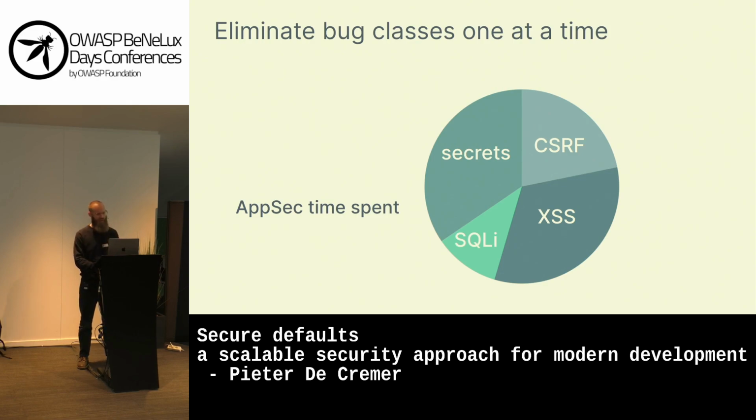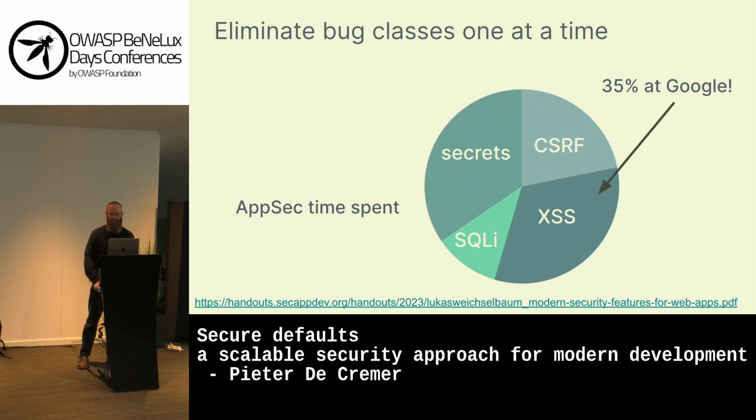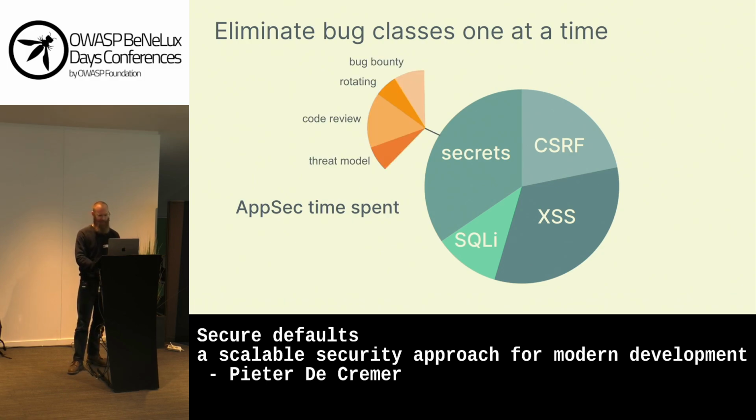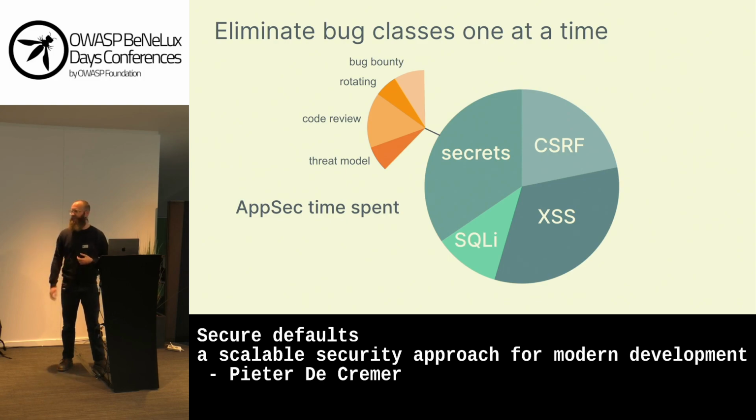So here's an example of how an AppSec team might be spending their time. It's not completely fictional. At Google, actually 35% of their resources go to XSS. So it could be that this is what it looks like at your company as well. And for example, for secrets, for each of these, but for secrets in particular, you might be spending some time threat modeling, a bunch of time code reviewing, rotating secrets that have been leaked, and triaging bug bounties.